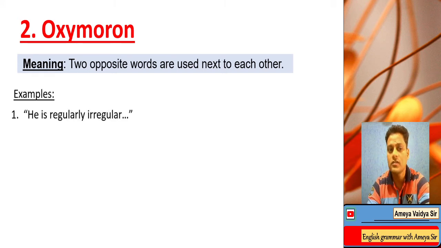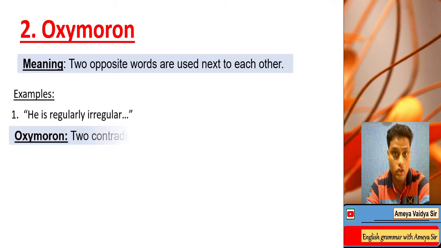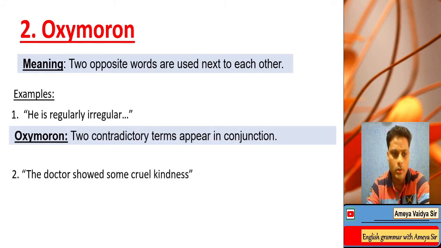If I say "he is regularly irregular," then that is a classic example of oxymoron. How is he? He is regularly irregular. So that brings out that contrast there. It's not just about being opposite words, it's about juxtaposition to bring out the irony. That qualifies as oxymoron. Another example will be: the doctor showed some cruel kindness. Now, what's that? He showed kindness that was cruel.